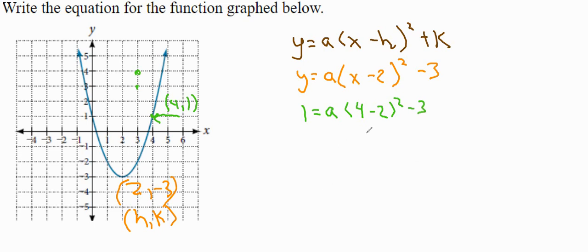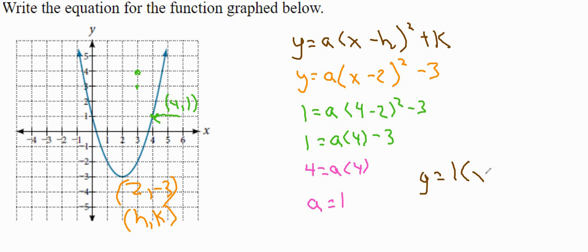And now it's just an algebra problem. 4 minus 2 is 2, and 2 squared is 4. Add 3 to both sides. It gives us 4 equals a times 4. And then, of course, we would divide by 4, and a equals 1. And since a equals 1, we don't have to write it in there, but I'm going to, just for good measure, that y equals 1 times x minus 2 squared minus 3.